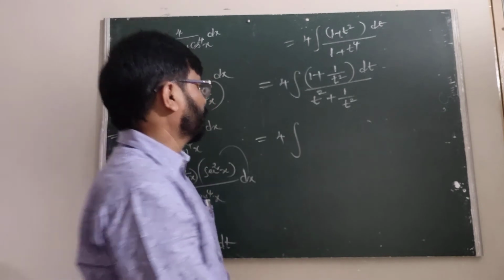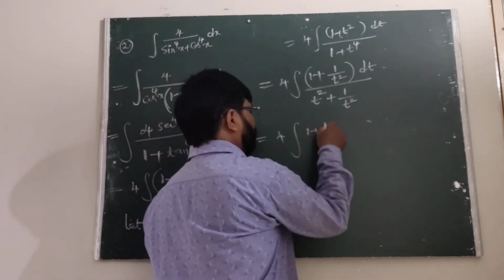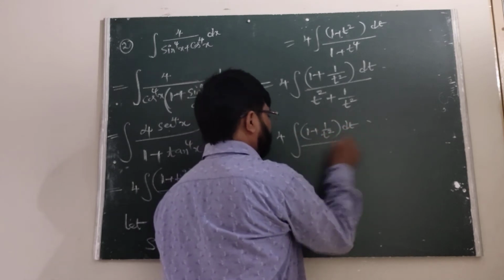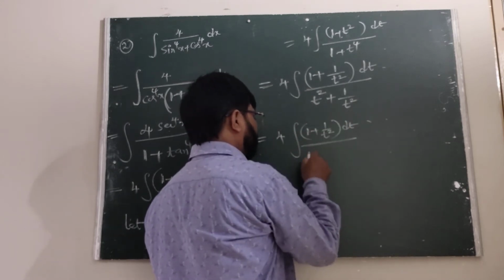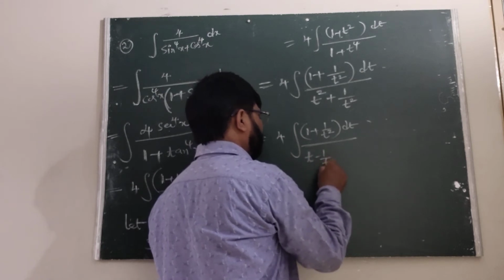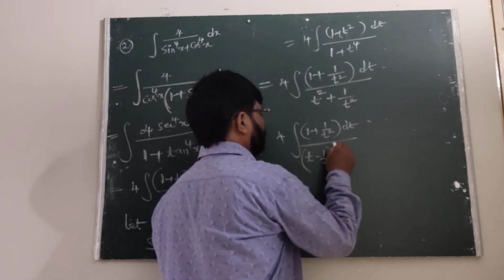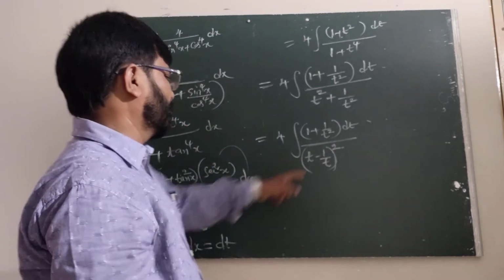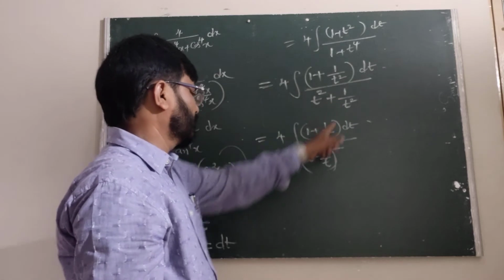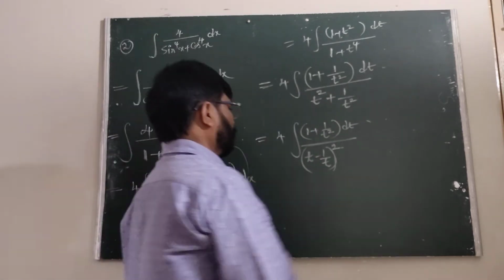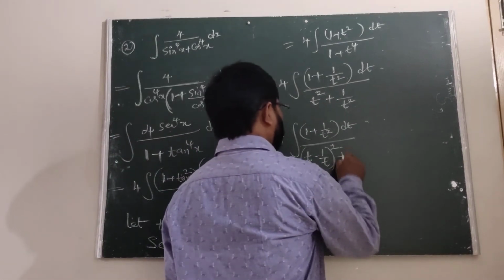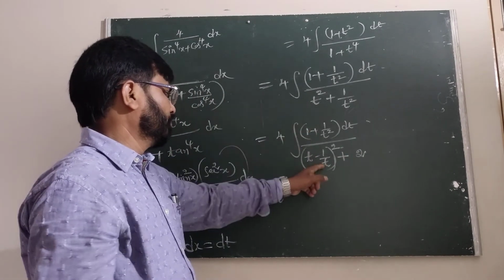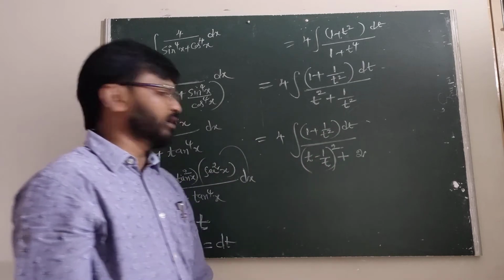How to do this one? We can write the numerator as 1 plus 1 by t square, 1 by t square into dt. Now this is t minus 1 by t. This is the a square, this is the b square, minus 2ab. Therefore we can write here plus 2. Is it clear? Therefore a square is this one, b square is this one, minus 2 plus 2 cancel.